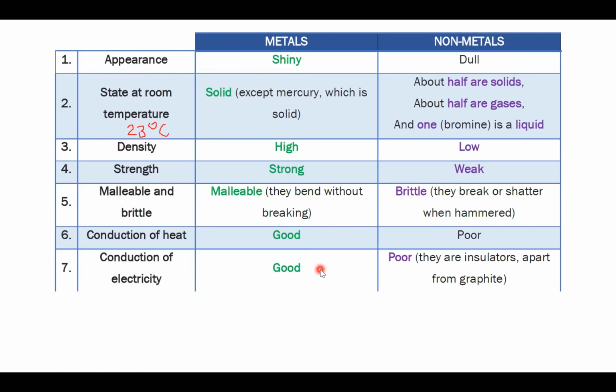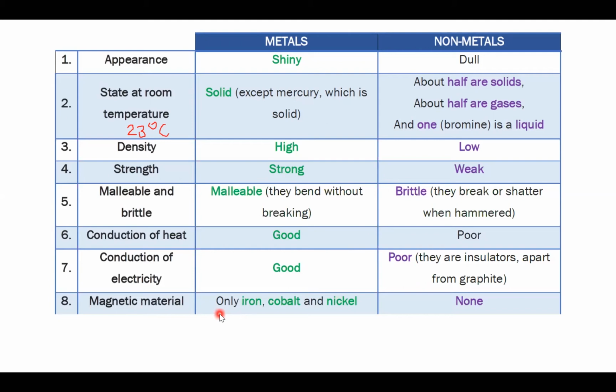Metals are good conductors of electricity, while non-metals are poor conductors of electricity. So what do I mean by conductors of electricity? Electricity can flow through metal easily, while electricity cannot flow through most non-metals. For example, copper is a good conductor of electricity, while rubber is a poor conductor of electricity. That means electricity cannot flow through rubber.